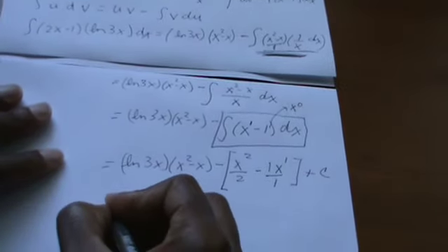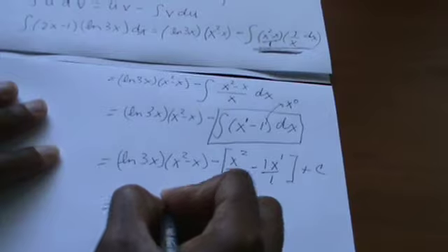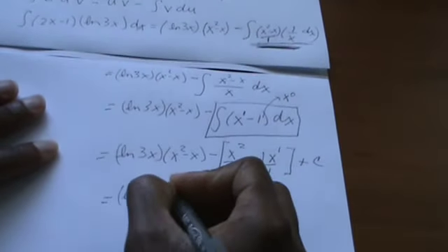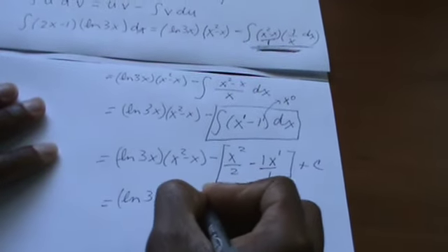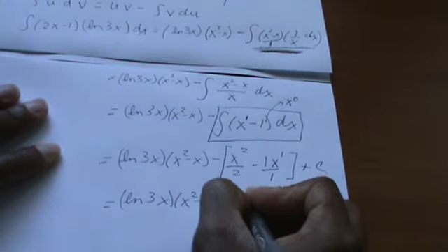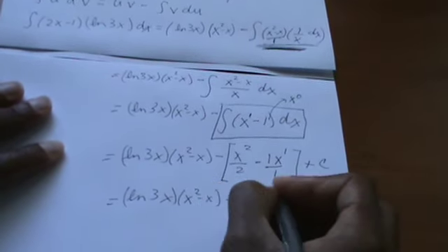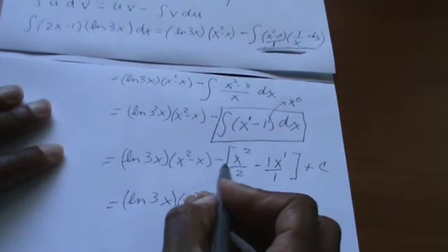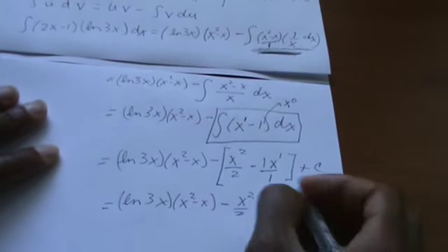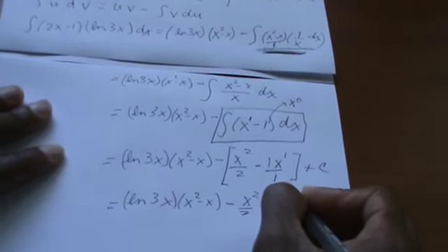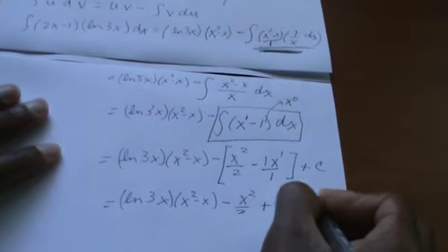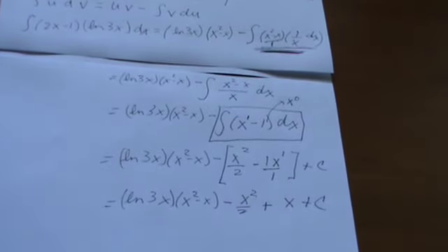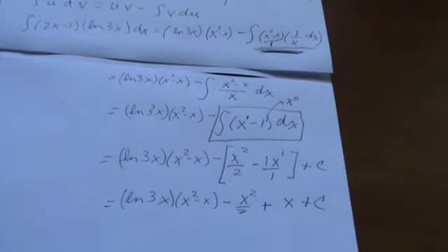All right, last step. Natural log of 3x times x squared minus x squared over 2 plus, notice what I'm doing, I'm distributing the negative to both pieces, plus x plus c. And that's it. All right, so that should be sufficient for you to complete your homework, those 4 problems.